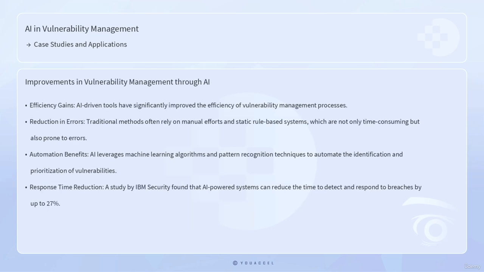AI-driven tools have significantly improved the efficiency of vulnerability management processes. Traditional methods often rely on manual efforts and static rule-based systems, which are not only time-consuming but also prone to errors. AI, on the other hand, leverages machine learning algorithms and pattern recognition techniques to automate the identification and prioritization of vulnerabilities. For instance, a study by IBM Security found that AI-powered systems can reduce the time to detect and respond to breaches by up to 27%. This reduction in response time is critical in minimizing the potential damage caused by security breaches.